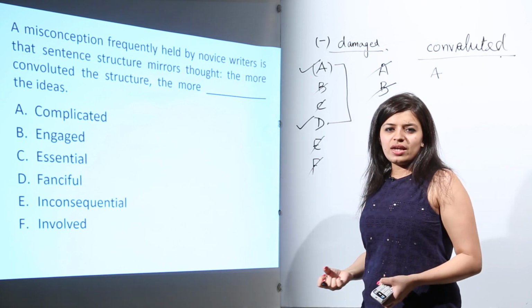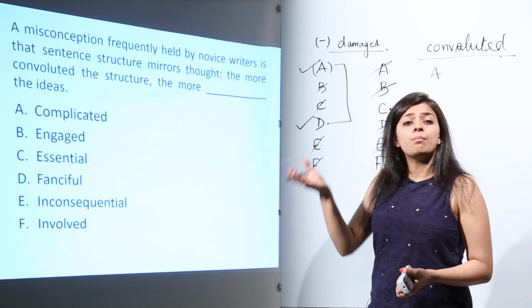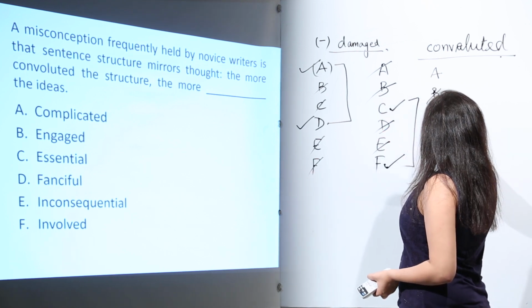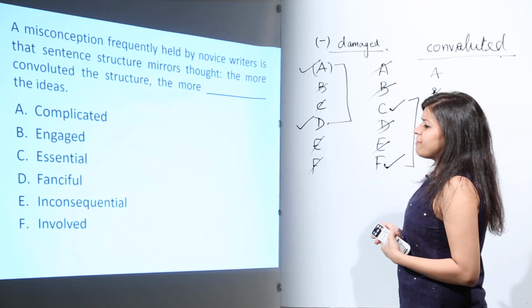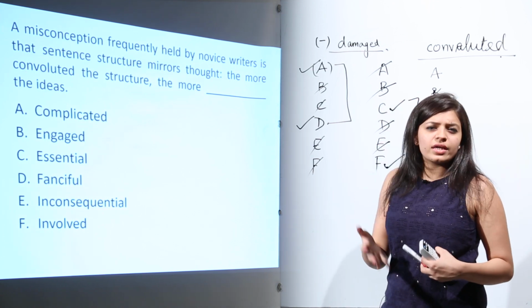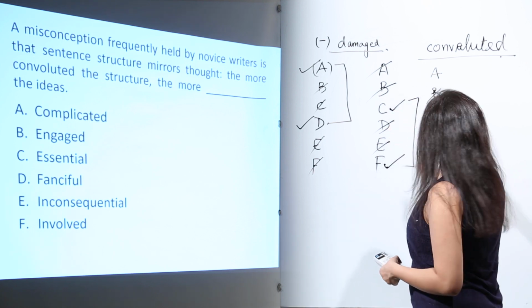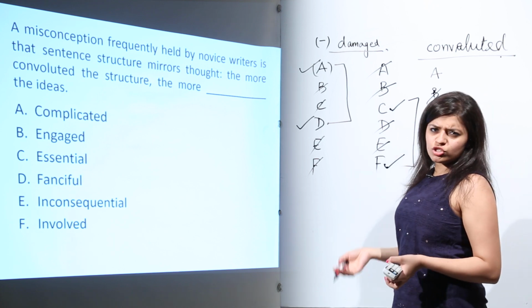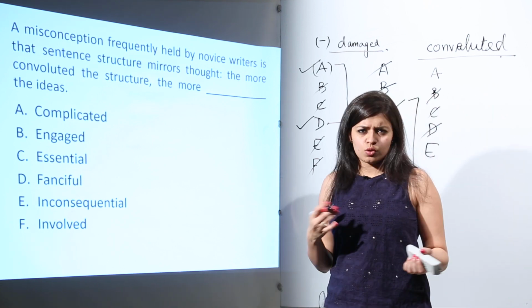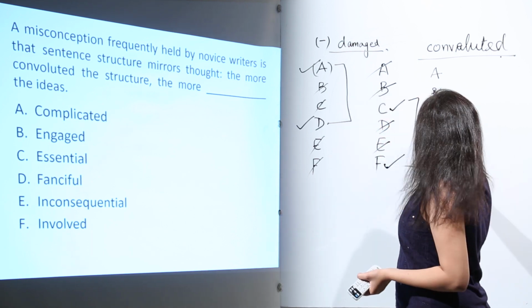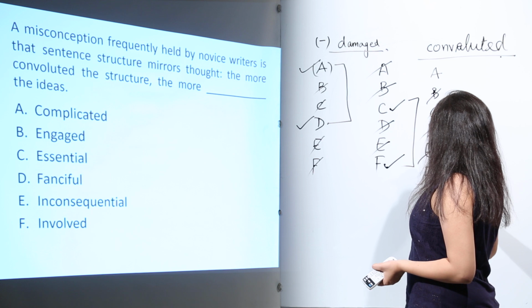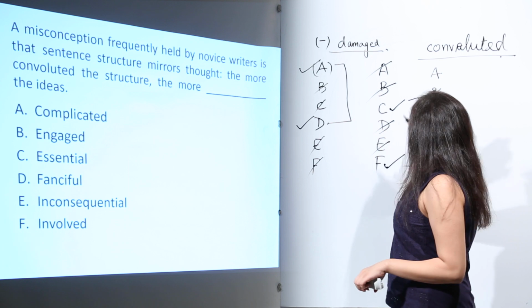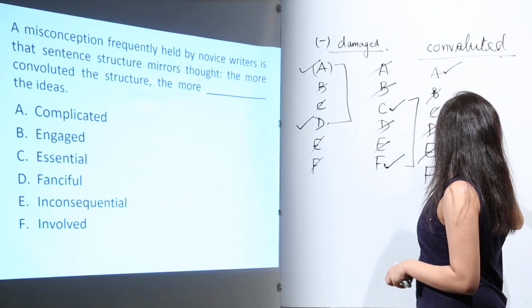Engaged means someone that is engaged in an activity or is a part of that activity. Essential. Essential can easily be crossed out. Fanciful. Fanciful means something that is overly decorated, so fanciful can obviously not be a part of it. Inconsequential. Inconsequential means something that is not of much use, does not have much consequence and is sort of useless. So useless cannot come in this. Involved. Involved means something that is complicated, something that is difficult to understand. So we can say that convoluted matches the words complicated as well as involved.